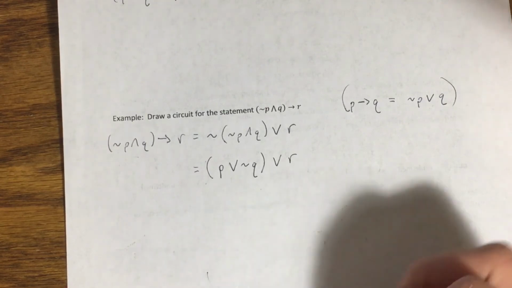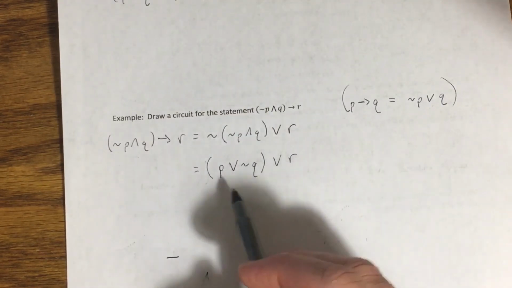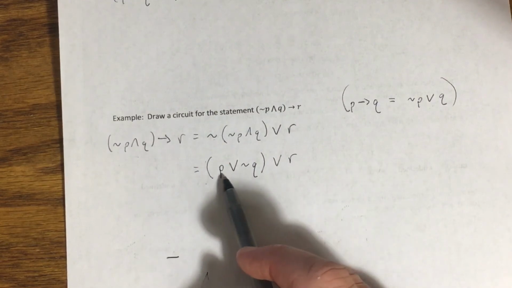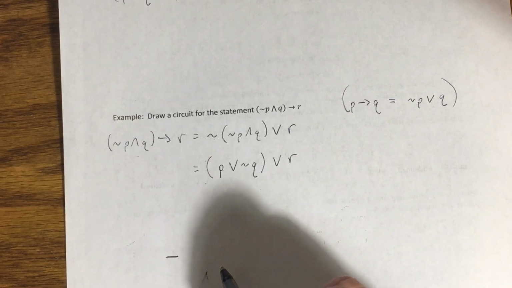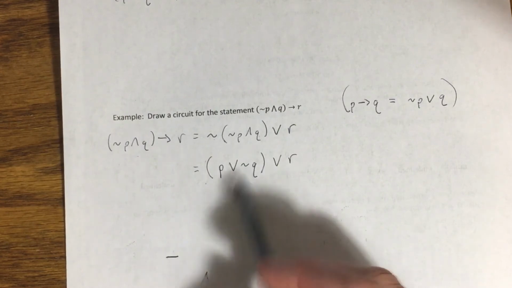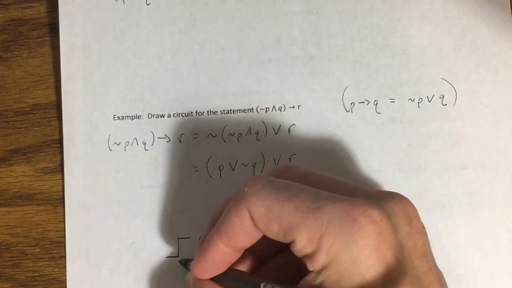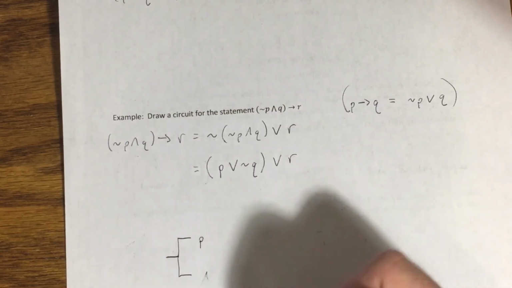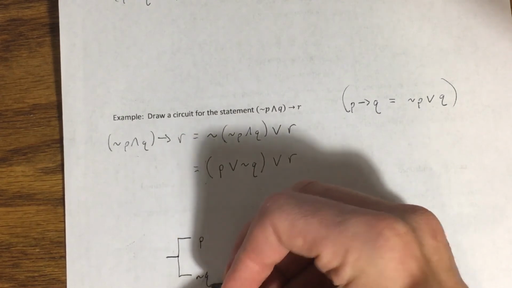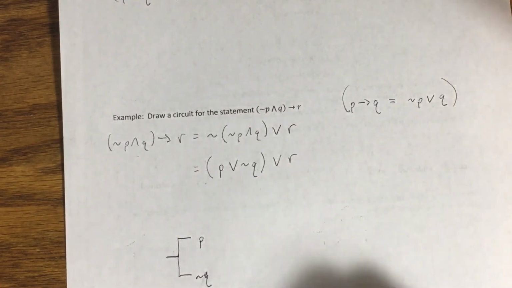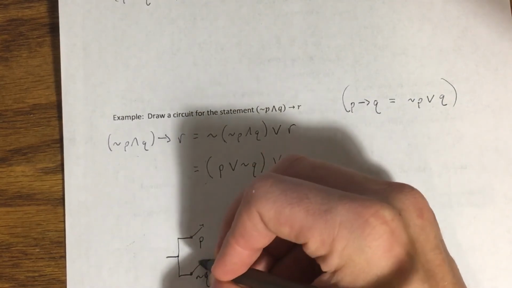So now to the circuit. How do we construct this circuit? Well, from the very beginning, the very first thing that I have is a disjunction. And so I need to write that disjunction, P or not Q. Okay, so P. Now, what do you do with a negation? Well, the not Q is just its own switch, not Q. We don't do anything fancy with our circuits in this case.